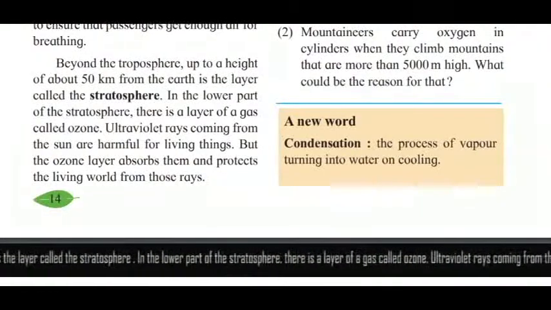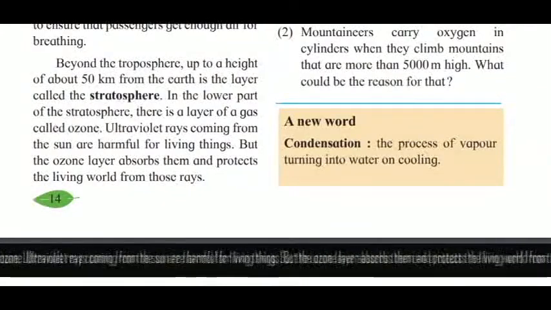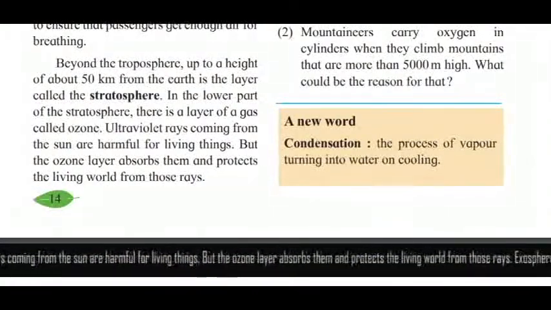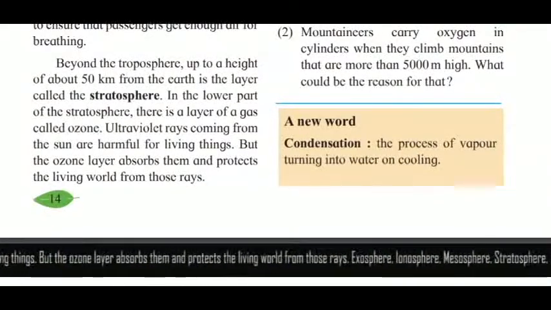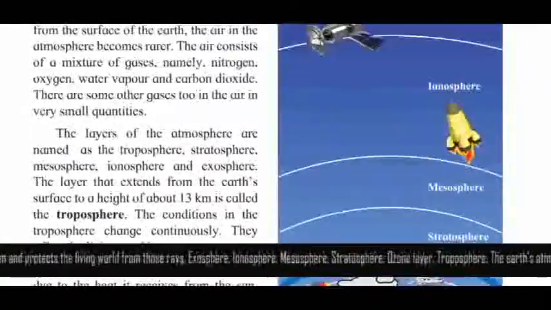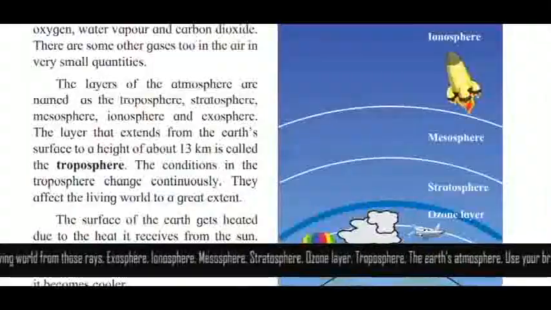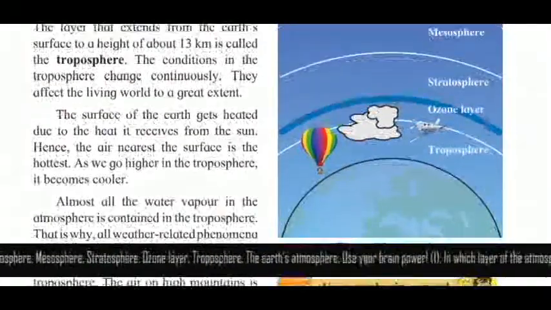Beyond the troposphere, up to a height of about 50 kilometers from the Earth, is the layer called the stratosphere. In the lower part of the stratosphere, there is a layer of a gas called ozone. Ultraviolet rays coming from the sun are harmful for living things, but the ozone layer absorbs them and protects the living world from those rays.